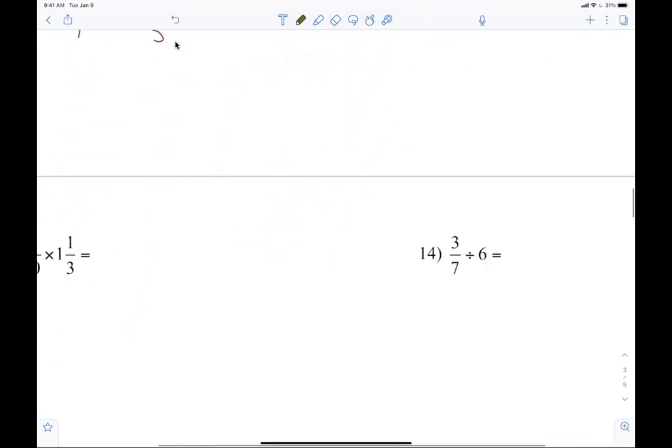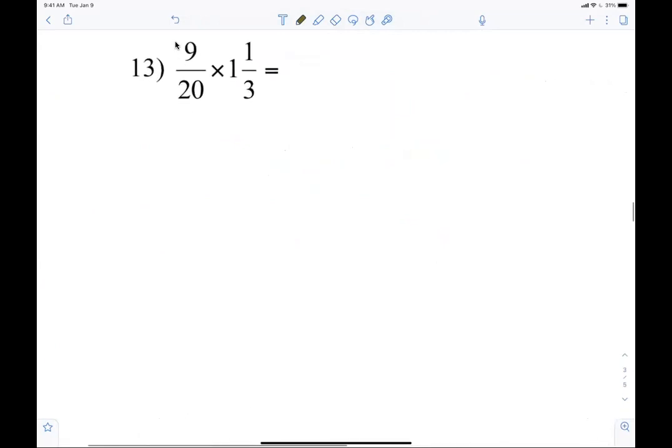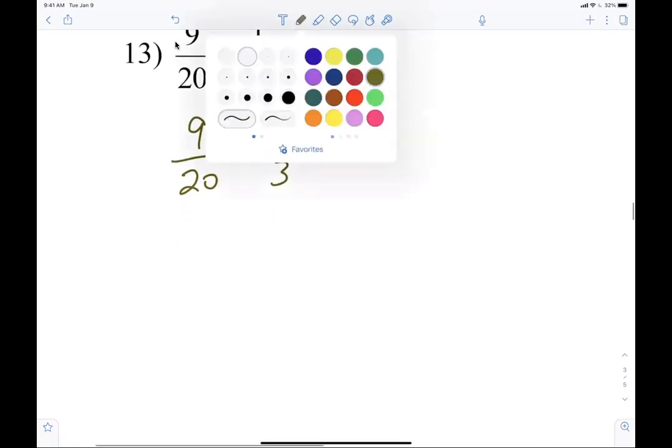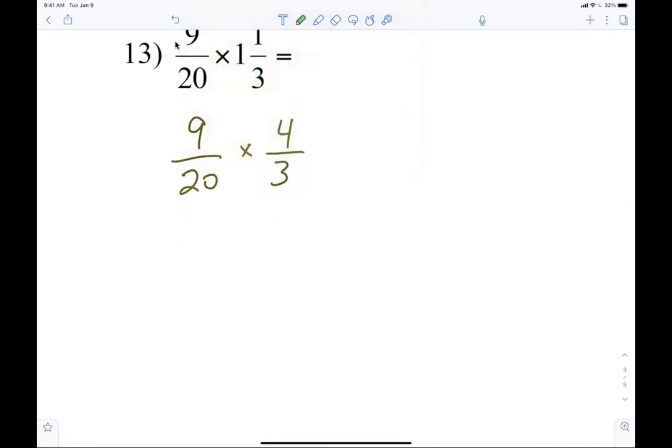All right, Mackenzie. So it would be 9 over 20 and then 3 over 4. How much? 3/4. Why? Oh, wait, 4/3. You good, right? Yeah. Okay, and then you'll turn that into 9 over 20 divided by 3/4.